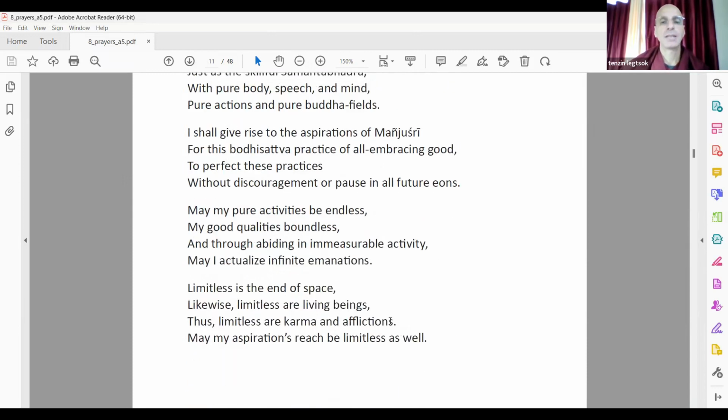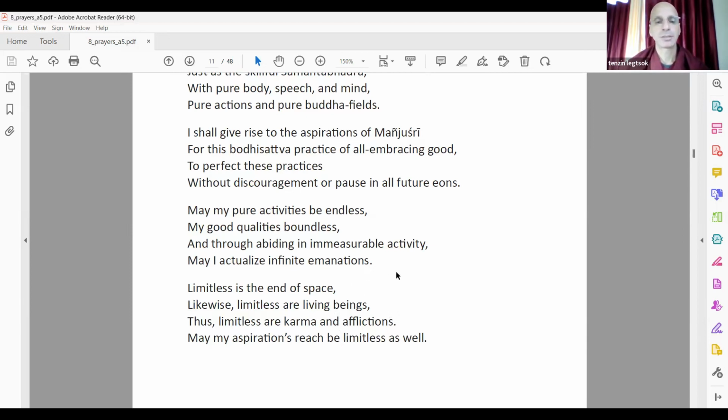fields. I shall give rise to these aspirations of Manjushri for this Bodhisattva practice of all-embracing good, to perfect these practices without discouragement or pause in all future eons. May my practice of activities be endless, my good qualities boundless, and through abiding in immeasurable activity, may I actualize infinite emanations. Limitless is the end of space.